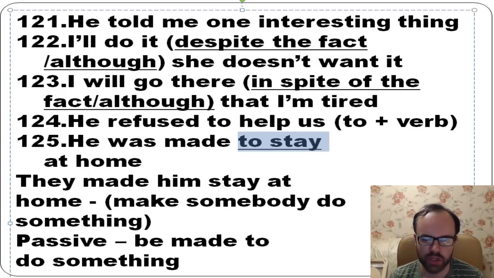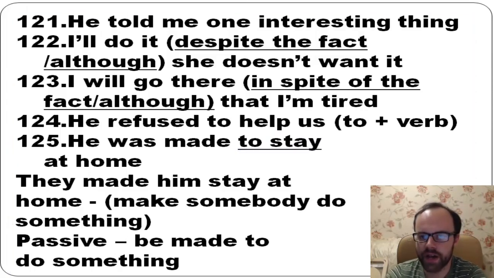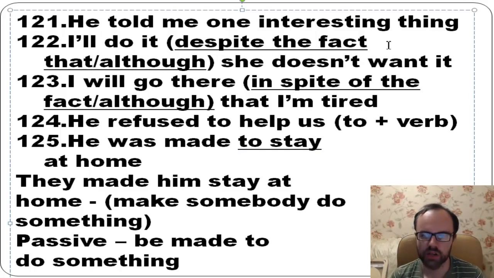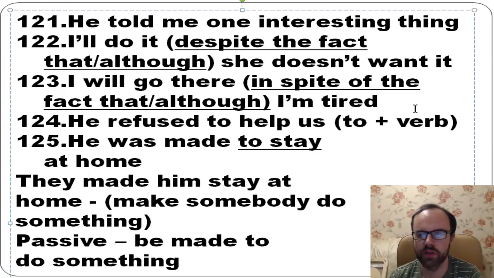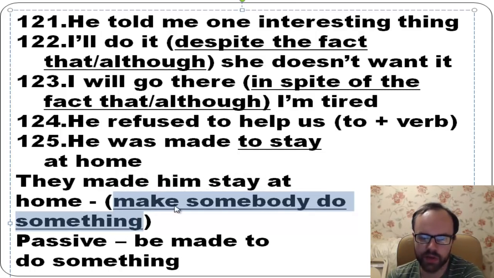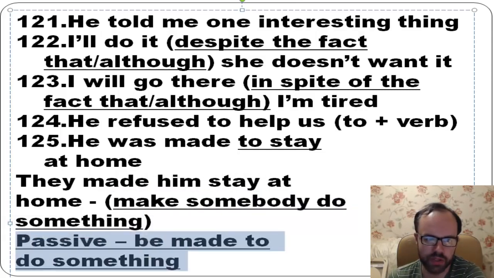Okay, so he told me one interesting thing. You see, I'll do it despite the fact that she doesn't want it, or although she doesn't want it. I will go there in spite of the fact that I'm tired, or although I'm tired. He refused to help us. Yeah, to plus verb, it's an infinitive. He was made to stay at home, so it's passive. And you know that you can say they made him stay at home, so make somebody do something. But if it's passive, you say be made to do something.